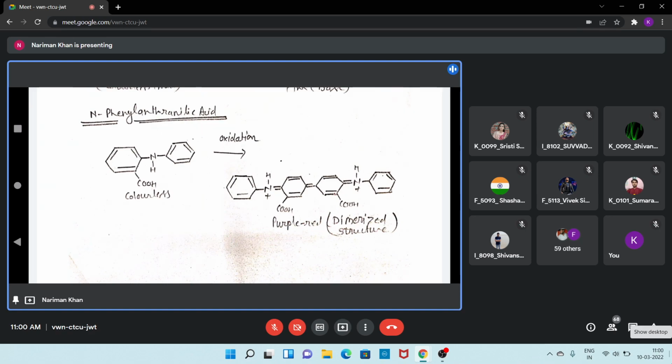In N-phenylanthranilic acid, the structural change takes place because of oxidation, and because of oxidation it dimerizes. Two molecules of N-phenylanthranilic acid combine together and it dimerizes. So due to this only, the change in color occurs. When we discuss individually about each experiment, at that time I will explain it properly in detail. For now, you must remember the structure of these indicators which you are going to use.